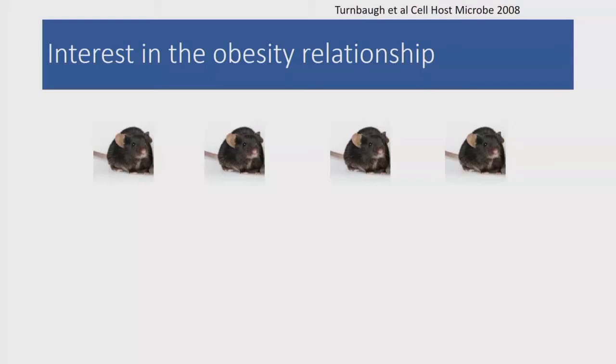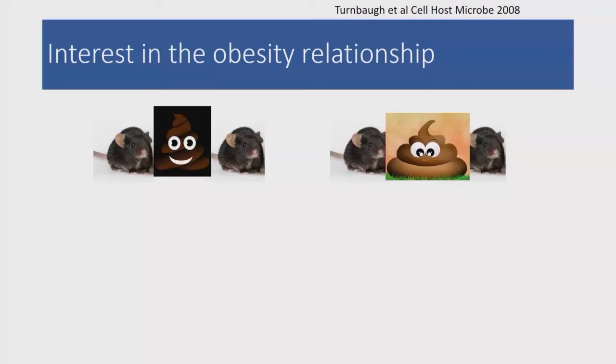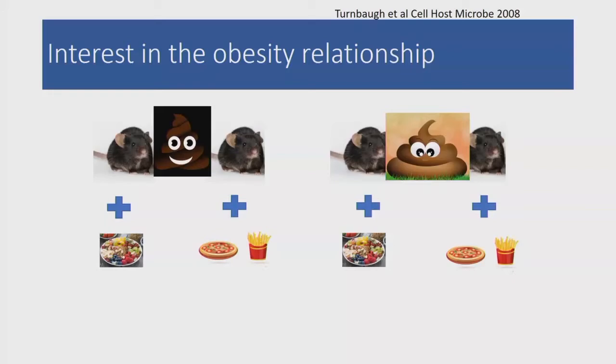So they had four colonies of standard germ-free mice, and they implanted microbiota from feces of obese-prone mice, so that's a fat poo on the right, into two of the groups. Then they gave a lean mice gavage, or microbial transplantation, to the other two, so thin poo, fat poo. To each of the different colonies, they fed either a low-fat diet or a high-fat diet.